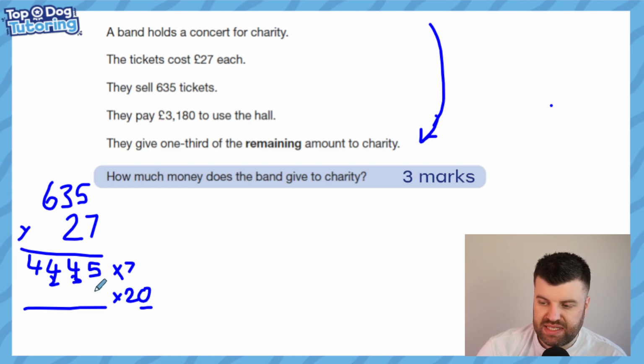When we multiply by 20, you put a placeholder in for the 0. Now I can just multiply by 2. 2 times 5 is 10. 2 times 3 is 6, plus the 1 is 7. 2 times 6 is 12.